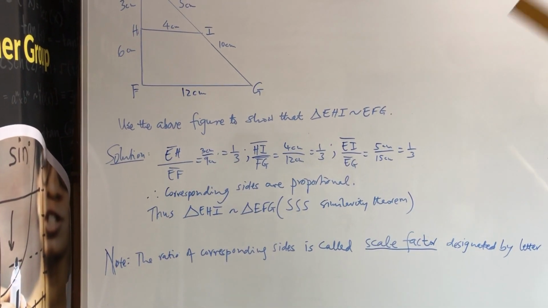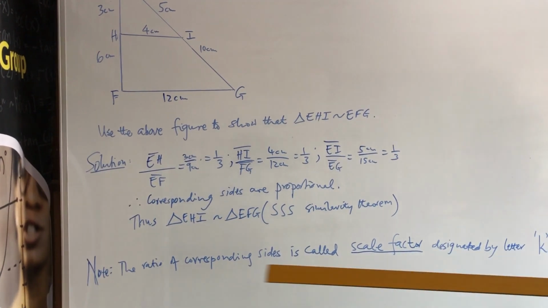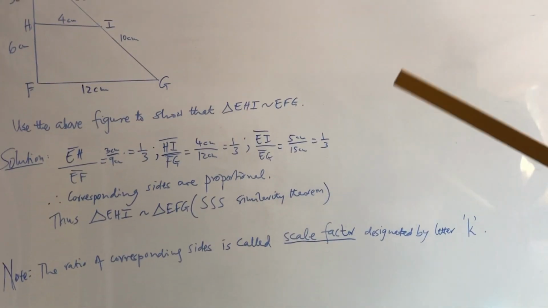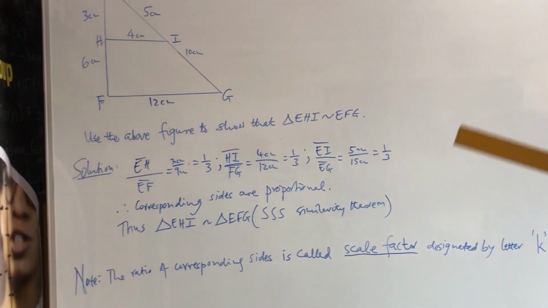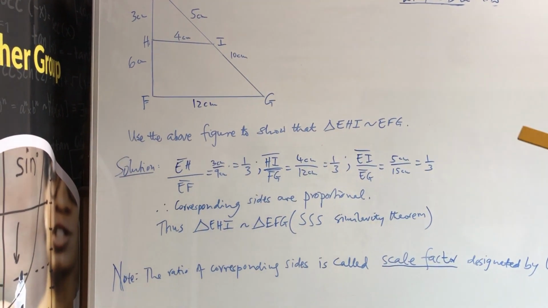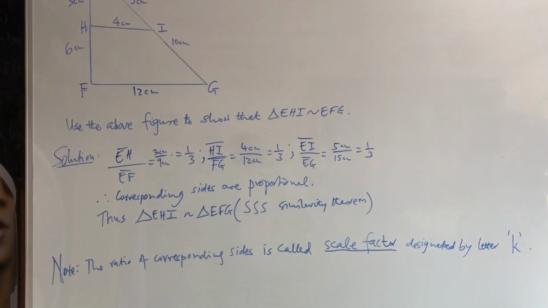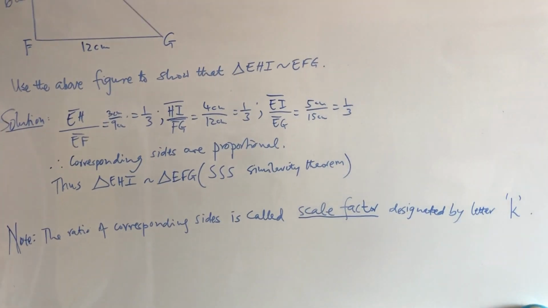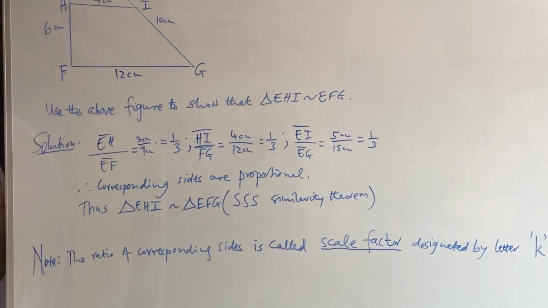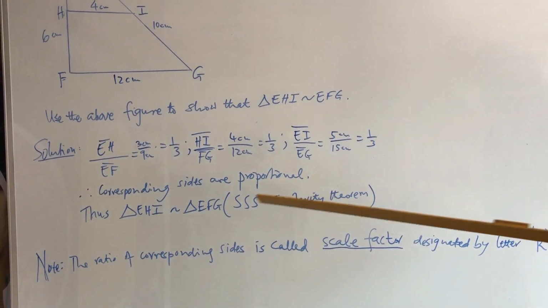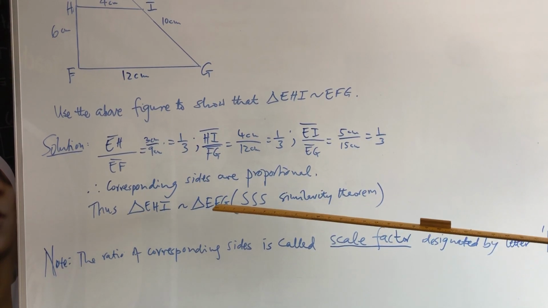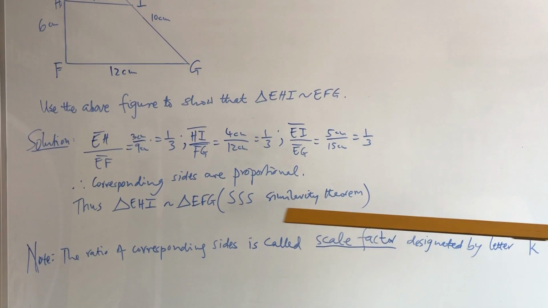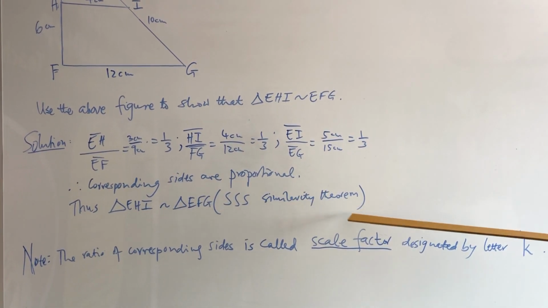Now, from this fact that the scale factor is the same, 1/3, then we say that the corresponding sides are proportional. Now we can go back to our theorems earlier where we said that triangles can be similar if corresponding pairs of sides are proportional. Then we can conclude that triangle EHI is similar to triangle EFG from the side similarity theorem.